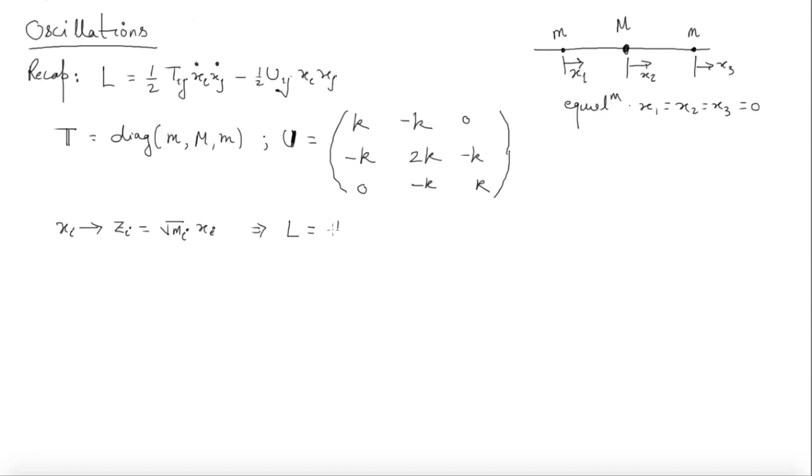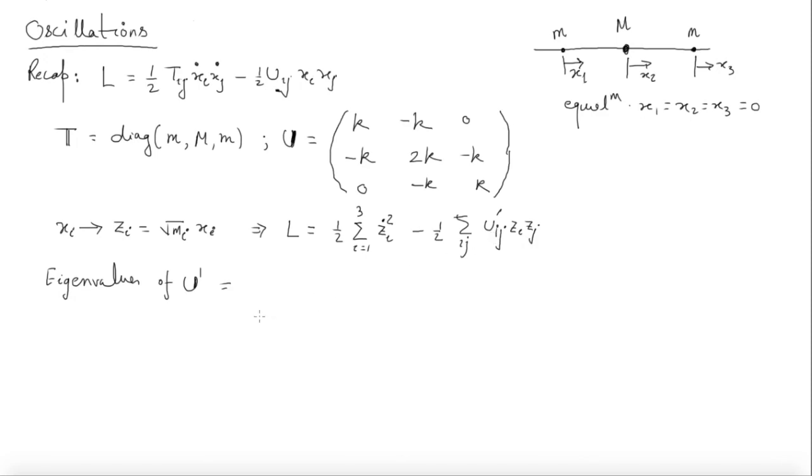Then your Lagrangian becomes half sum of Zi dot square, that's the kinetic term, minus half sum over i, j, they all run from 1 to 3, Uij prime Zi Zj. Okay, and U prime will still be a symmetric matrix, and then we had found the eigenvalues of U prime. That's what we did last time. By U prime I mean the matrix U prime, which corresponds to these elements.